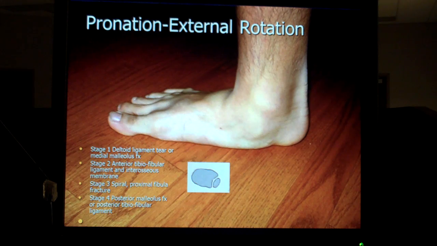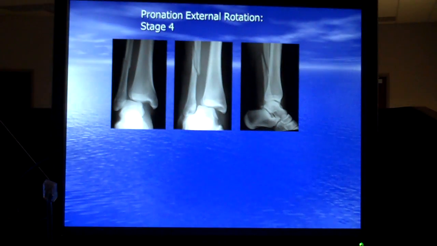So here's a pronated foot, and the other type of injury now is pronation external rotation. So first the deltoid tears or the medial malleolus is injured, then the anterior tib-fib, then the fibula posteriorly, and it goes from medial to lateral. So what do you make of this one, Mark? What do you think? It's an unstable fracture that needs to be fixed. Okay, and how would you fix it?